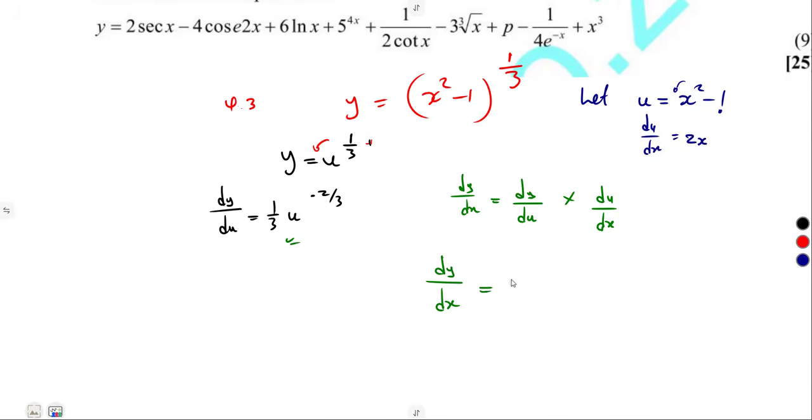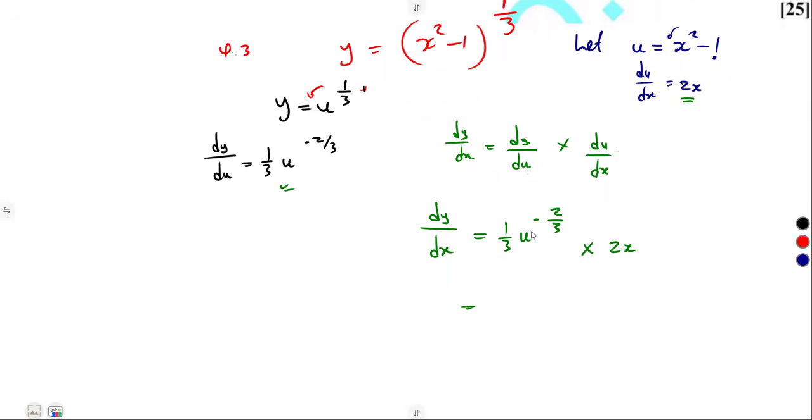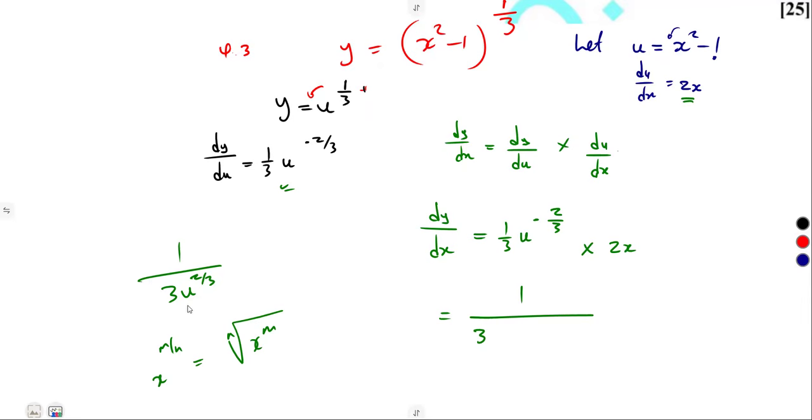dy du, that's a third u to the exponent of minus 2/3 times du dx, which is what? Which is 2x. So I can actually get rid of this negative. It's going to be 1/3 u to the exponent of 2/3. But remember that x to the exponent of m over n is the nth root of x to the exponent of m. So that was going to be 1 over, in this case, 1 over what? 3.